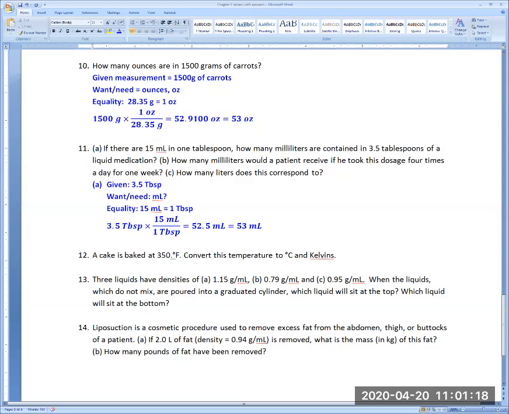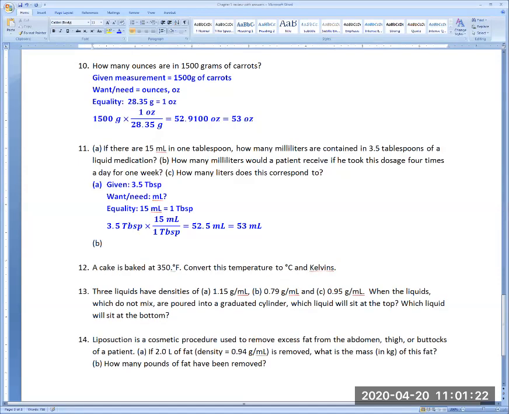So now let's do B. How many milliliters would a patient receive if he took this dosage 4 times a day for 1 week? So here it's not a conversion that is asked. You need to add each time you take the medication, add that to find out how many in total did you take, right? 4 times a day in 1 week.